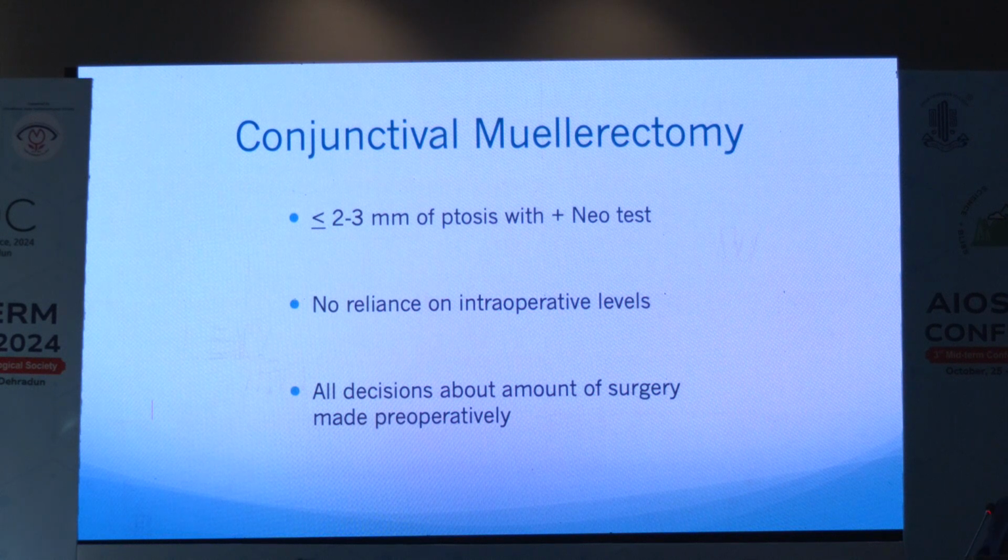And you might ask, well, when do you use one or the other? I think for smaller amounts of ptosis, 2 millimeters, you can use the Müllerectomy, provided they respond to phenylephrine. If it's more than that, then the levator is your better procedure. And again, there's no reliance on intraoperative lid levels with this procedure. No need to wake the patient up or do any sort of adjustments. All your decisions are made before you do the surgery.